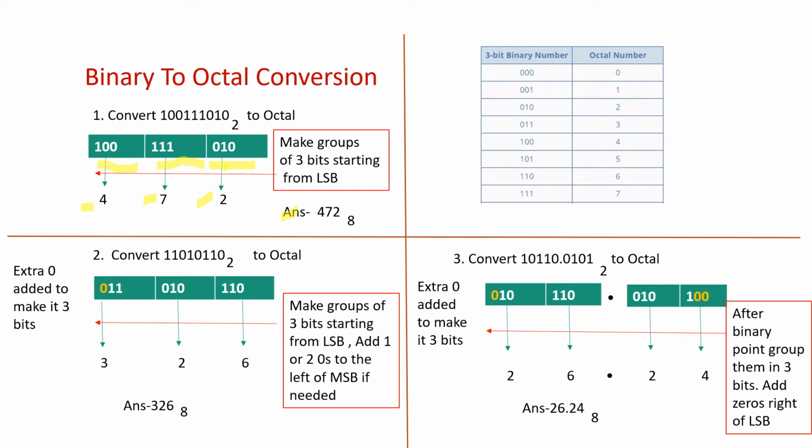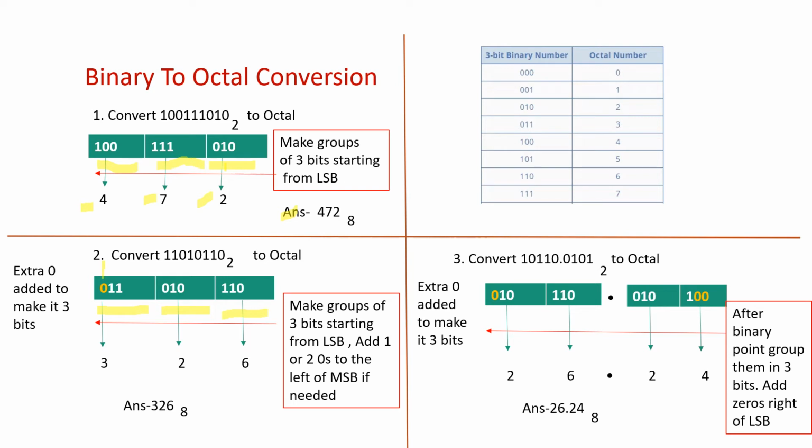Convert 110101110 to octal. Here again we are going to make groups of 3 bits starting from the LSB, and what we have to make sure is that sometimes the number of bits is not sufficient to make groups of 3 bits. So here we find that the last segment doesn't have enough bits.